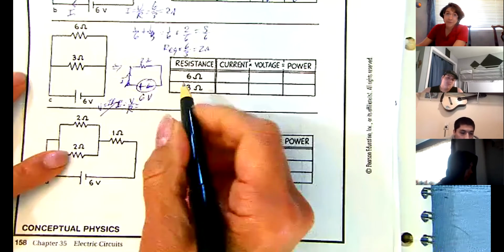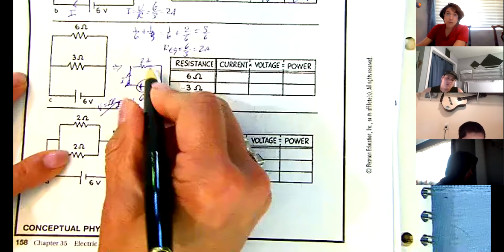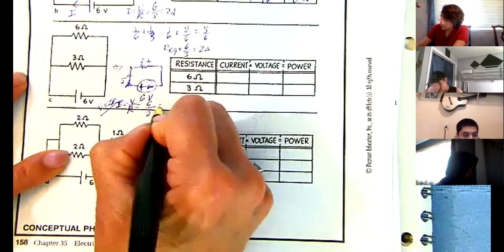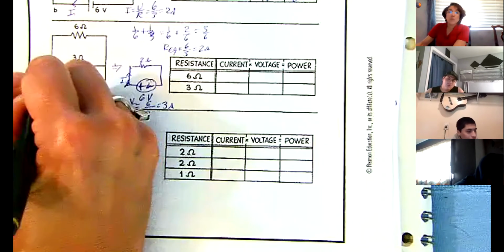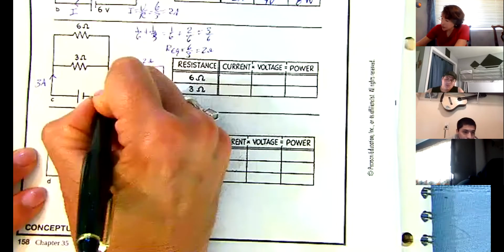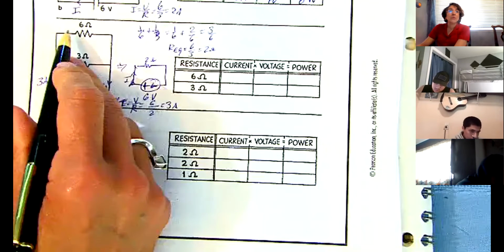Okay, and so what's that? It'd be 6 over 2. Good. Which equals 3. So I got 3 amps then. 3 amps coming out of here and going into here. So some of that 3 amps is going to go through the 3 ohmer and some of it is going to go through the 6 ohmer.